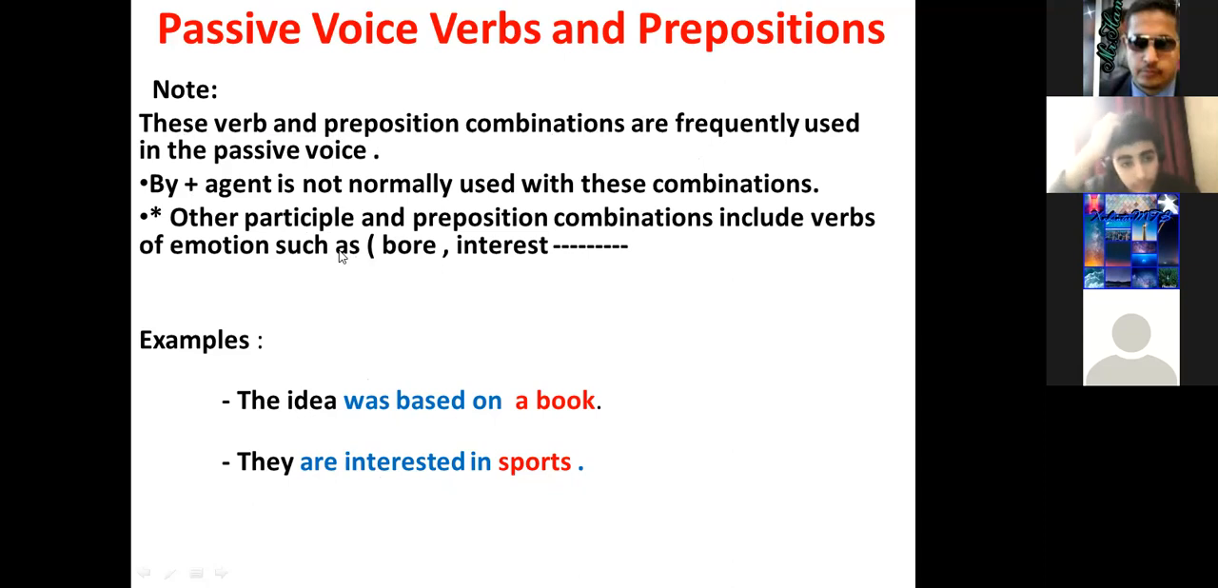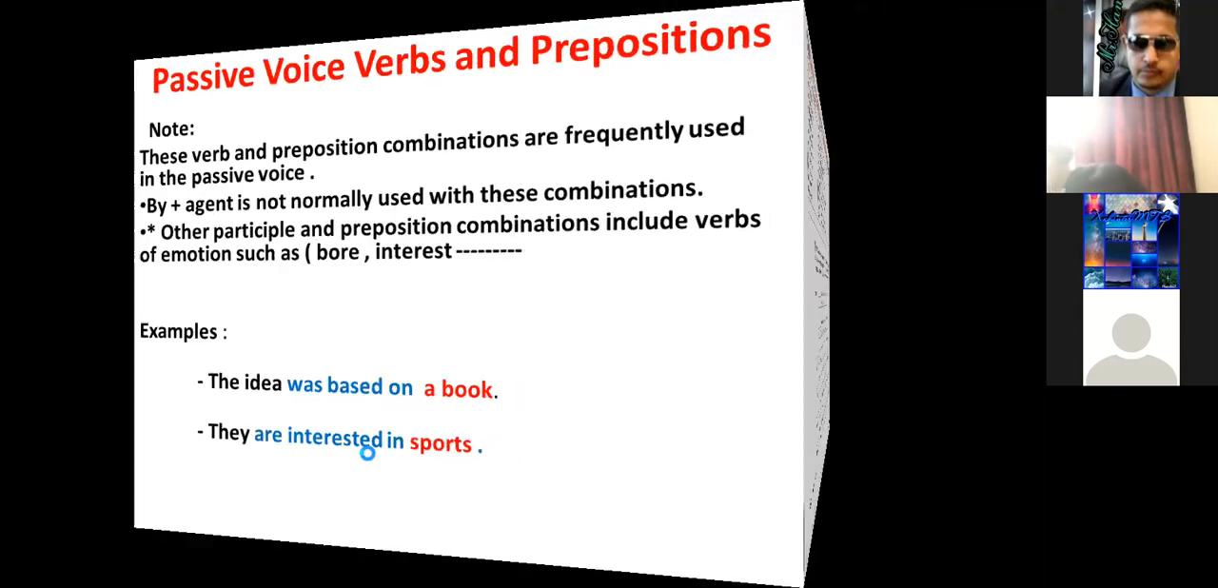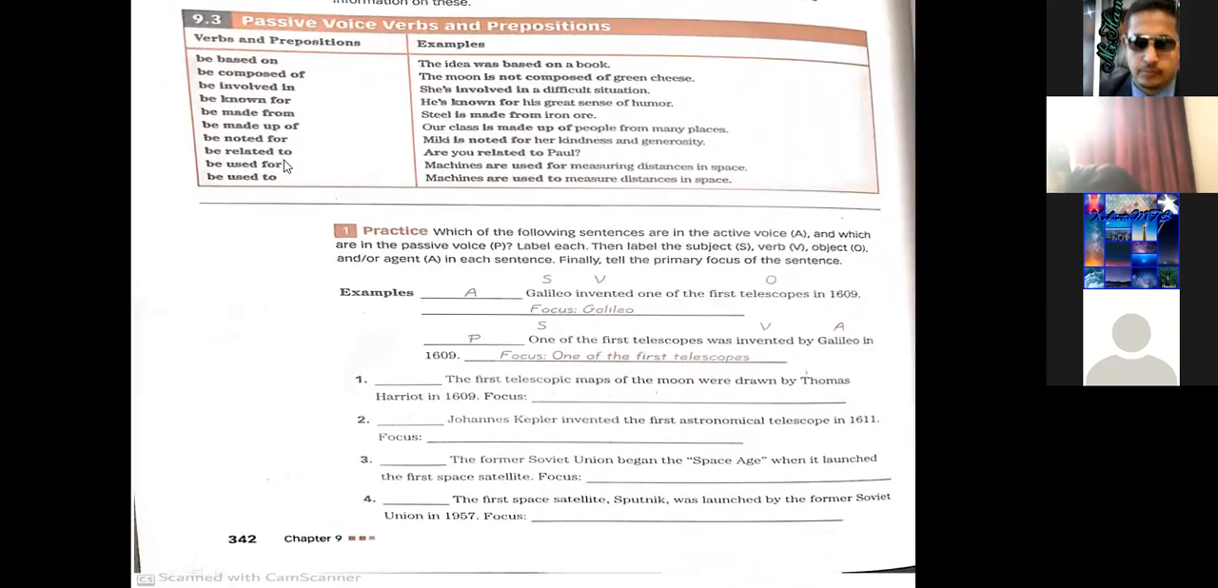The participle and preposition combination includes verbs of emotion such as bored or interested, as you can see together in the examples. The list of these verbs, you have a table inside your book. Before them, we have the verb to be. Be based on, be composed of, be involved in.